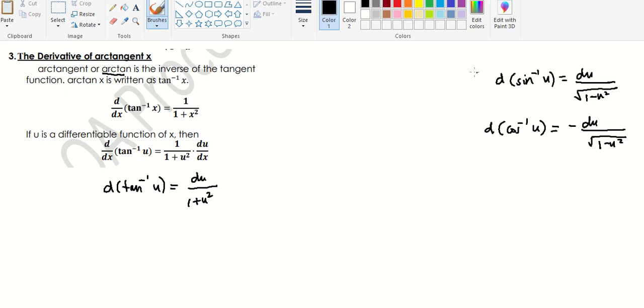Alright? So again, yung ating pong arc sine u, ang derivative nun ay du over square root of 1 minus u squared. Ang derivative naman ng ating arc cosine ay negative du over square root of 1 minus u squared. Walang pinagbago yung ating pong value maliban sa sign. Okay? Dito naman sa tangent, we have arc tangent u is equal to du over 1 plus u squared. Okay? Lagay lang natin dito.